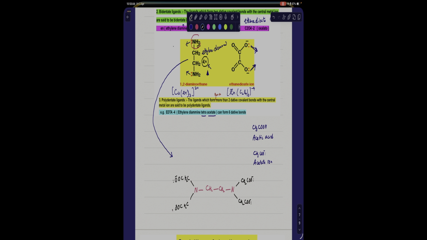And each nitrogen has one lone pair, one from this nitrogen and one from this nitrogen. So in total it can make 6 dative bonds. You can see it can form bonds even from the lone pair of nitrogen. So the EDTA ligand has a charge of -4, and you can work that out because each acetate ion has a charge of -1. You can understand from here, -1 here, -1 here, so in total there are 4 minus charges. So EDTA's overall charge is -4. And how many dative bonds can it form? It can form 6 dative bonds.